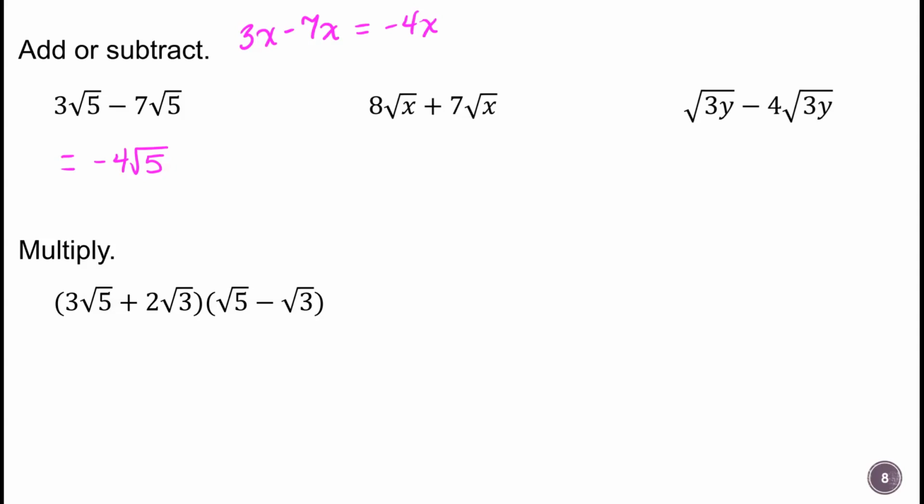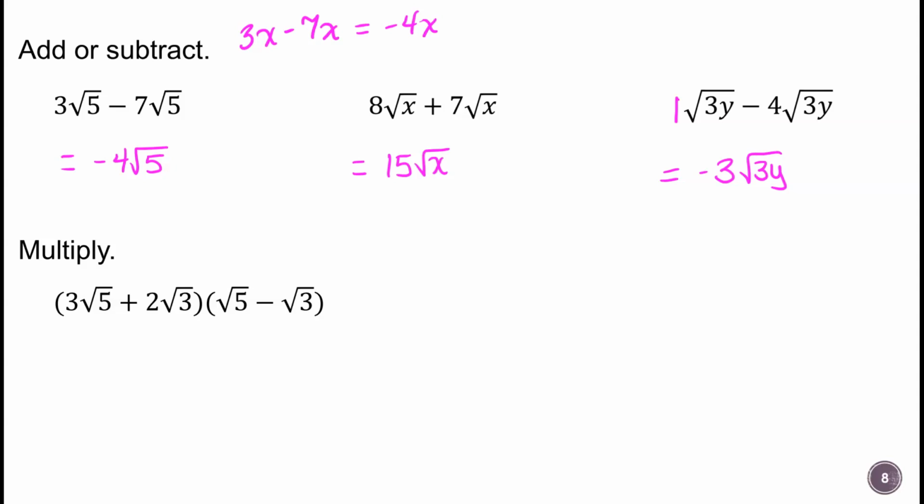Now, we can only do this when the radicals match exactly, and when they do, then we add the numbers in front called the coefficients. So on this next one, we would add 8 and 7 because they both have the square root of x. So 15 times the square root of x. On the next one, we have a 1 minus 4, and both of them have a radical 3y. So that's negative 3 times the square root of 3y. So you can see that they simplify pretty nicely as long as the radicals are exactly the same.